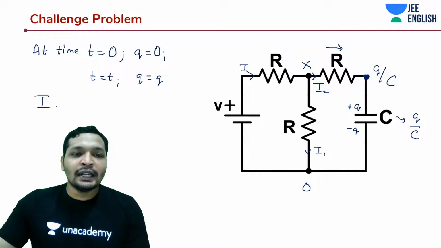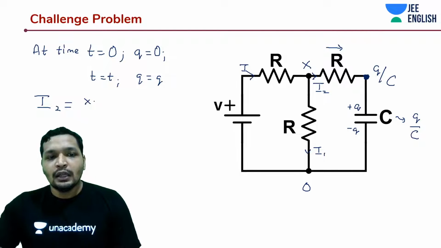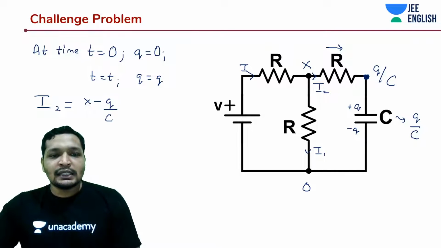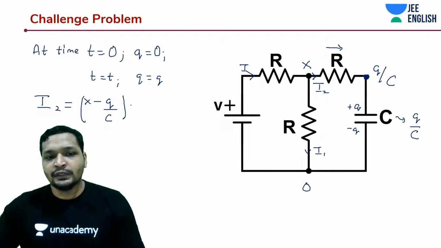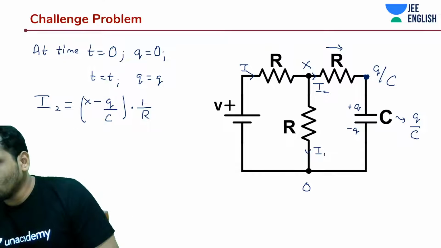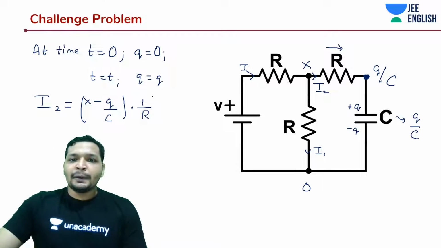And what is I2? I2 is equal to X minus Q by C, divided by R. So I'm just writing it down as 1 by R. I hope this is visible. Yes, okay. So you understood this part of it.